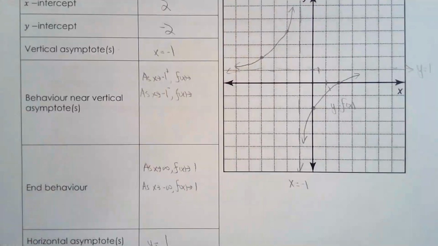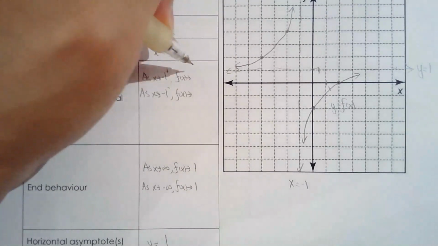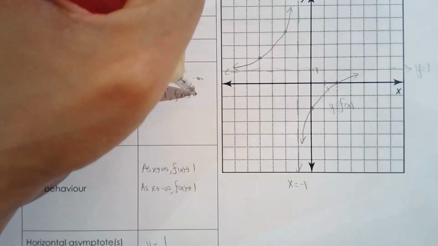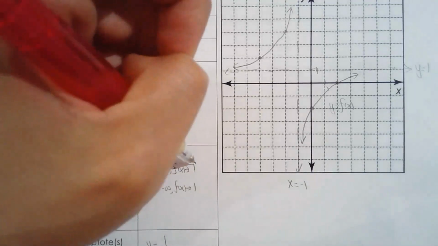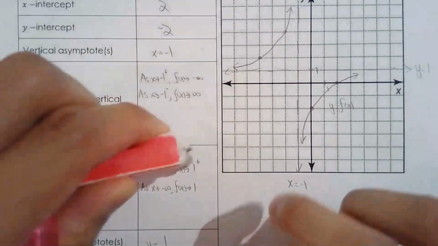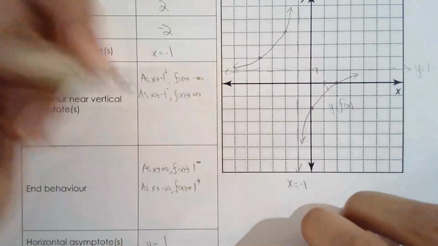Alright, I have my beautiful graph. Time to just fill in the blanks. At -1 from the right, negative infinity. From the left, positive infinity. As x approaches infinity, 1 from above. Ooh, sorry, 1 from below. Whoops. As x approaches negative infinity, 1 from above.